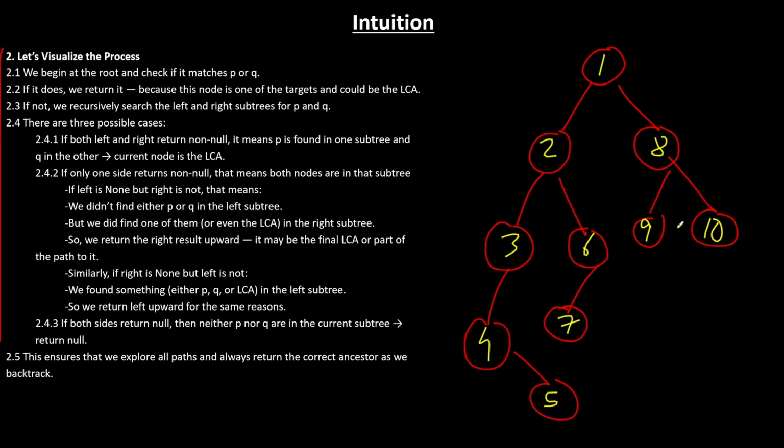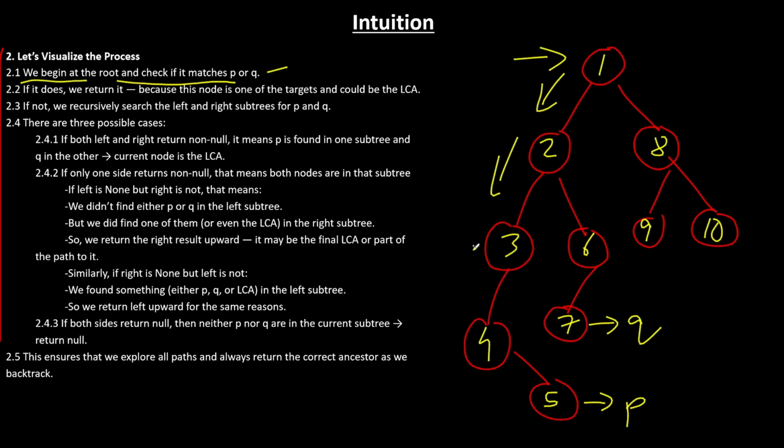Okay, so I have drawn the tree. Now let's understand. Now we begin at the root and check if it matches P or Q. That's a simple thing. We will always start with the root node. Fine. Now we will go towards the descendants or the child nodes, right? Okay, I forgot to mention something. Let P be 5, and let Q be 7 for this case. So what you will do, you will go and search for P and Q while recursively iterating the tree.